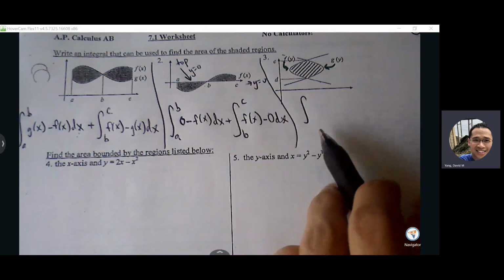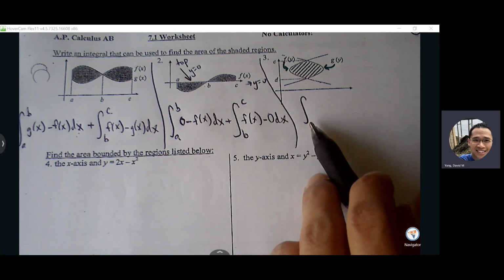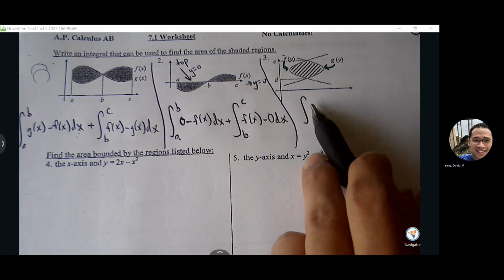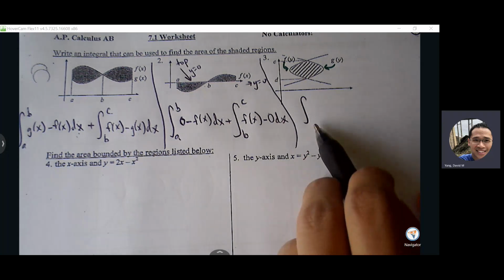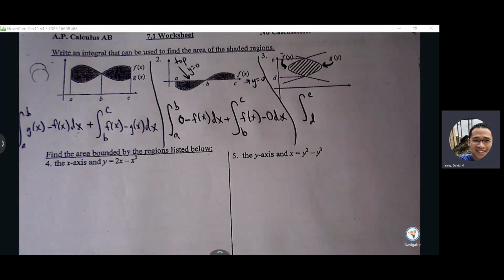What do our bounds look like, from where to where? We always start at the bottom though, right? Bottom to top, E to C. So if it's top minus bottom, we go from left to right. If it's right minus left, we go from bottom to top. We want to stack these horizontal rectangles from the lowest y value to the highest y value.